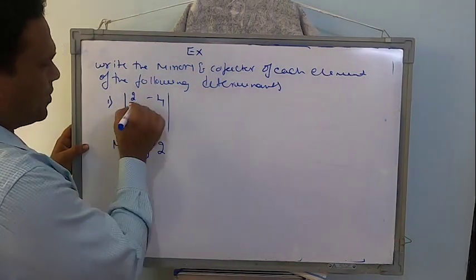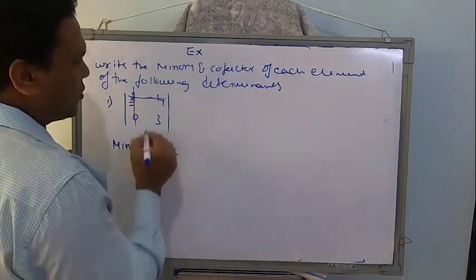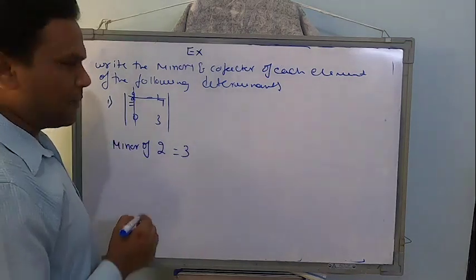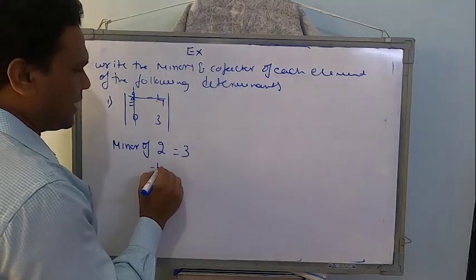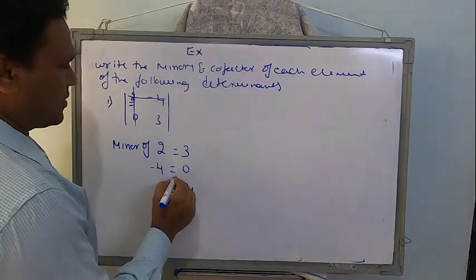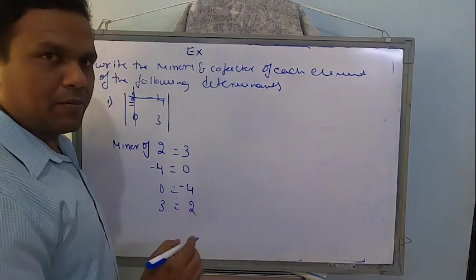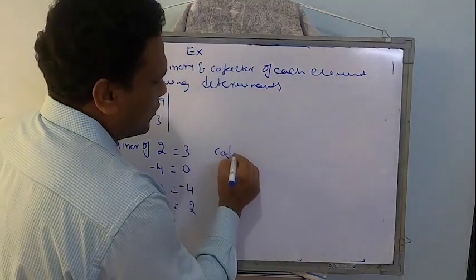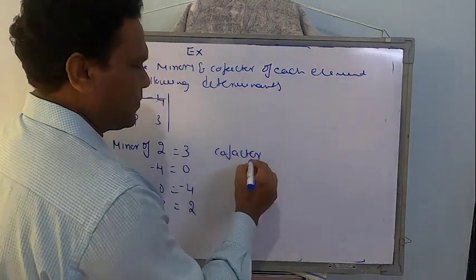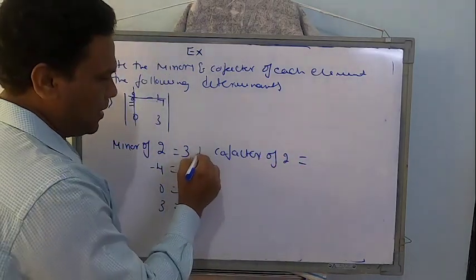So let's find the minor of 2, this element. Blocking this row and this column, the remaining element will be 3. Similarly, minor of minus 4 will be 0, minor of 0 will be 4, and minor of 3 will be equal to 2. The minors are over.